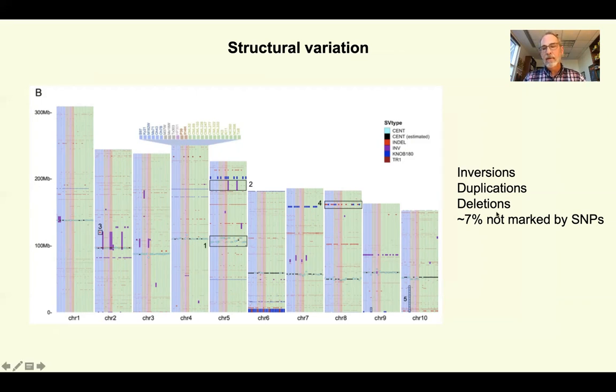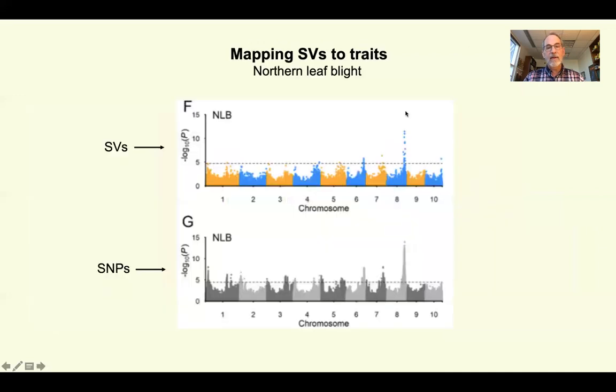So among the SVs we found that about 7% are not marked by a SNP. When I say marked by a SNP, that means there's a SNP in high LD with the SV that you might have found this location otherwise if you didn't have the SVs. But the 7% can be quite important, and that is shown here in the next slide, where this is GWAS analysis for northern leaf blight.